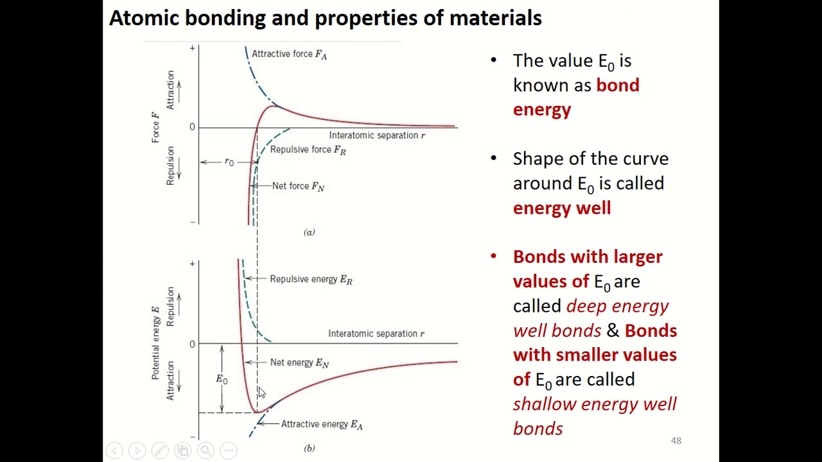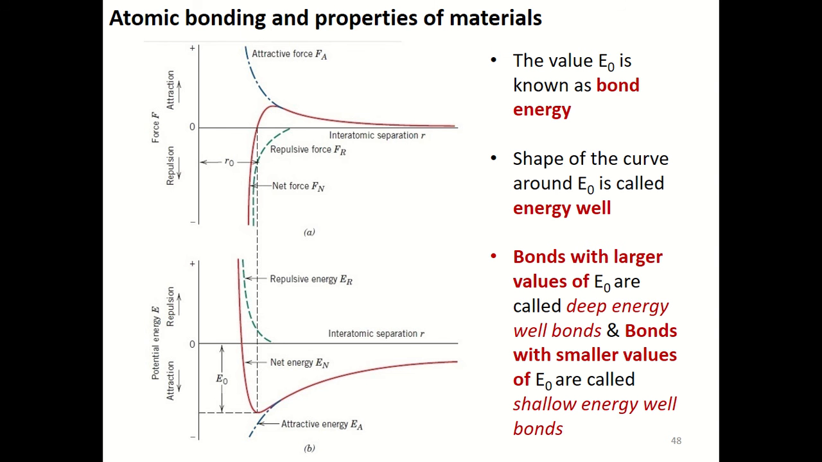Now, bonds with a larger value of E0 and bonds with a smaller value of E0 are both possible, and they are named accordingly. Bonds with a larger value of E0 are called deep energy well bonds, and bonds with a smaller value of E0 are called shallow energy well bonds. This information is very important. I hope you understand the different aspects.